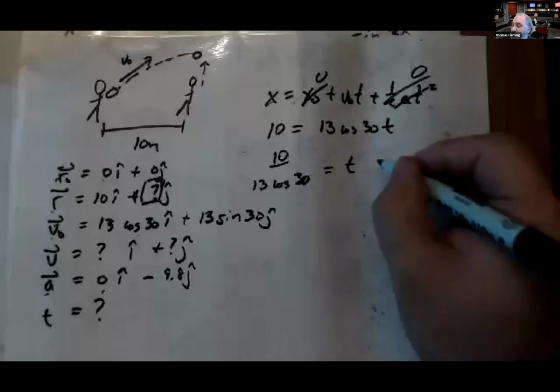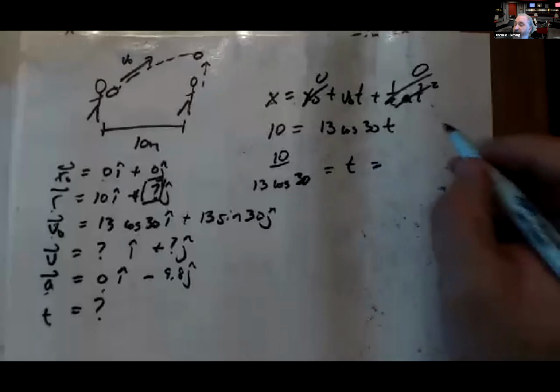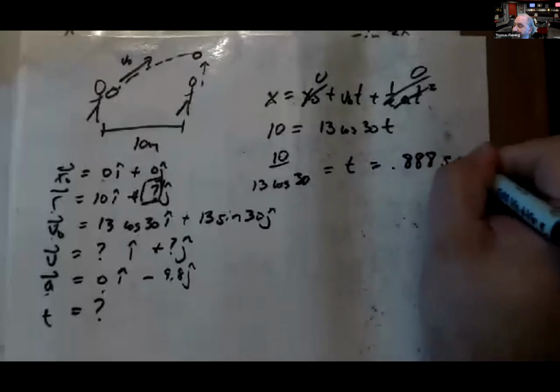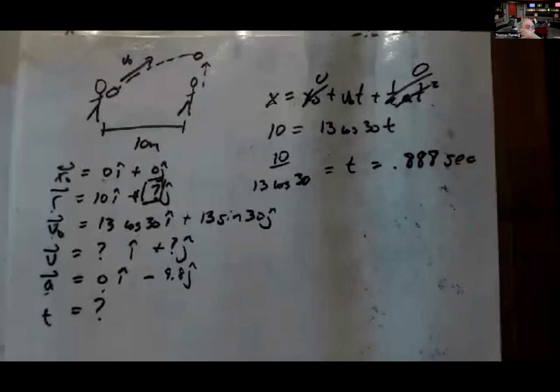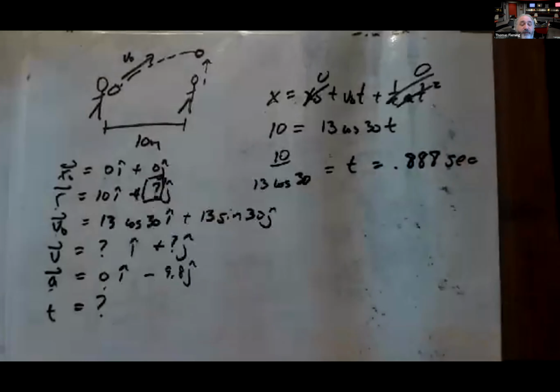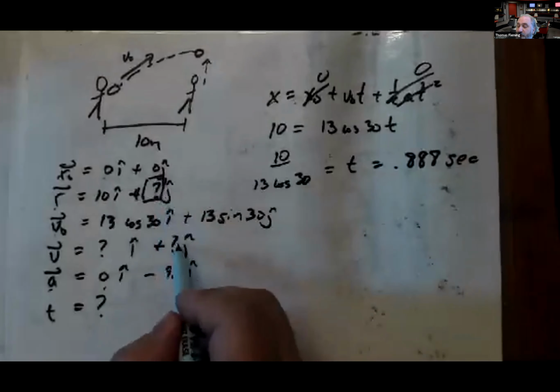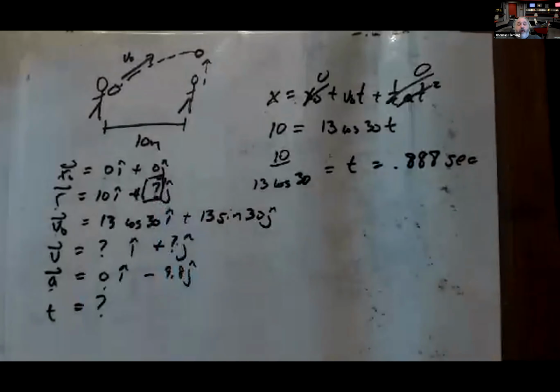So he's got about 0.888 seconds to react. But now that I know the time, I can go back in the y direction and finish things off. Because now I'm looking for the final position. I know everything except for the final velocity, so I want to avoid that. I'll just use the position equation again.